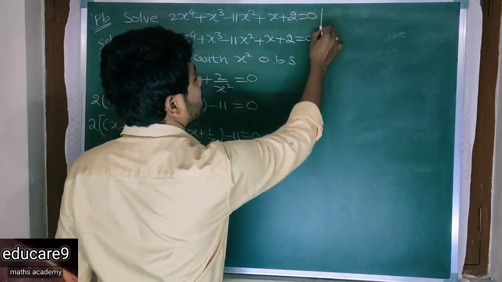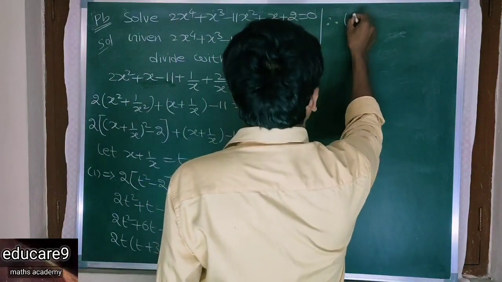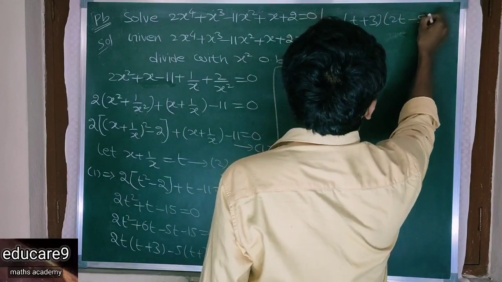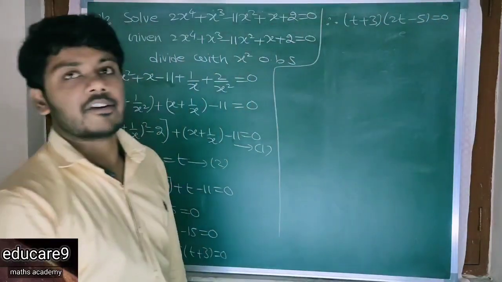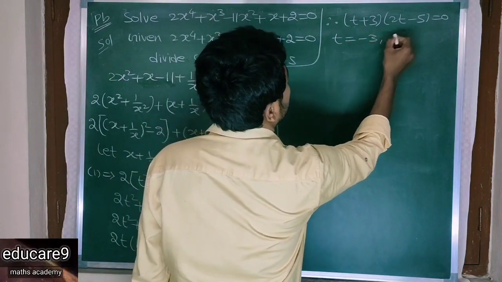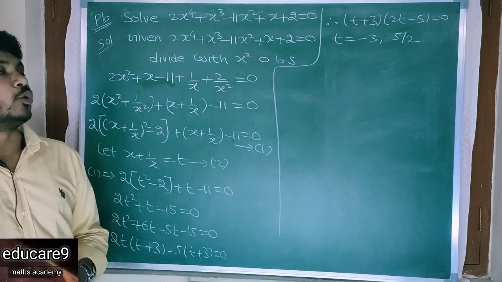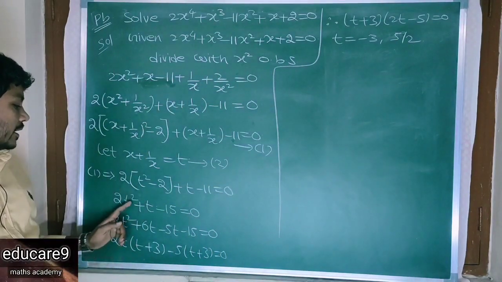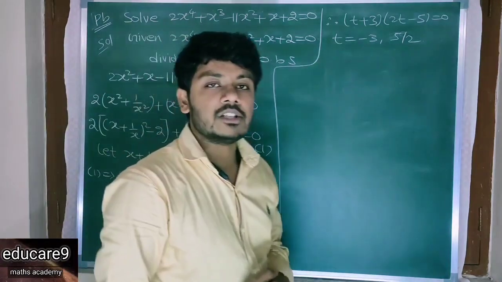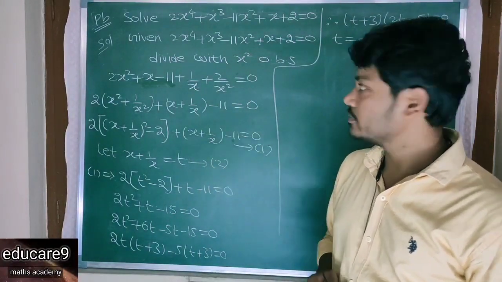So what are the t values here? Therefore t plus 3 into 2t minus 5 is equals to 0. So from this t values are t is equal to minus 3 comma 5 by 2. So we get 2 t values because the degree of this equation is 2. Now substitute these t values in equation 2.